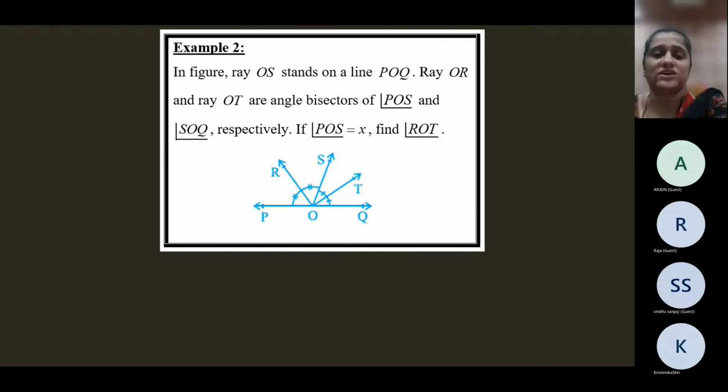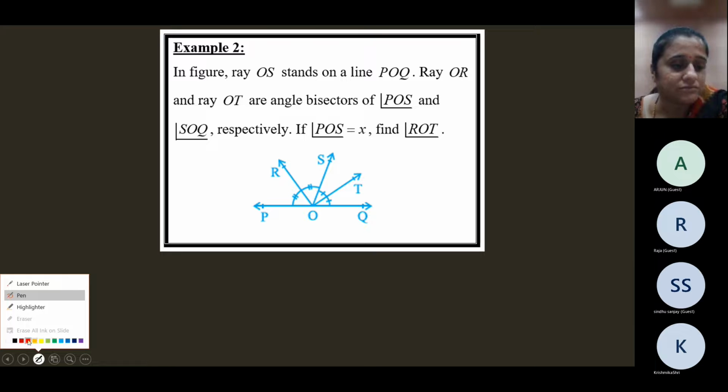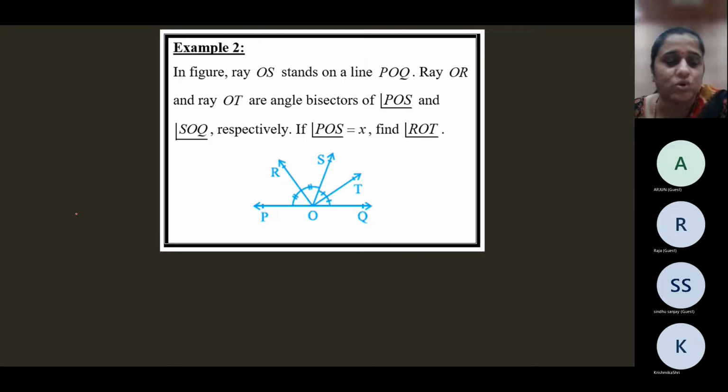Let's just recall this one. I think we finished the last class with this proof. So here you have a line POQ, and rays OR and OT are bisectors. Before that, OS is a ray. We have a line POQ. OS is a ray on the straight line POQ.